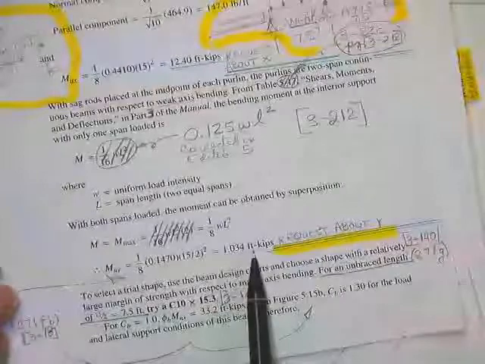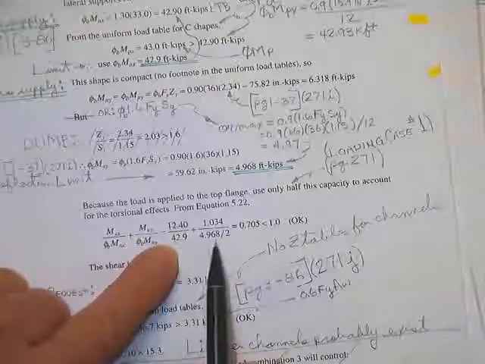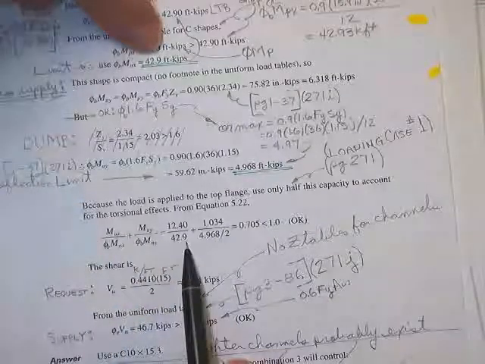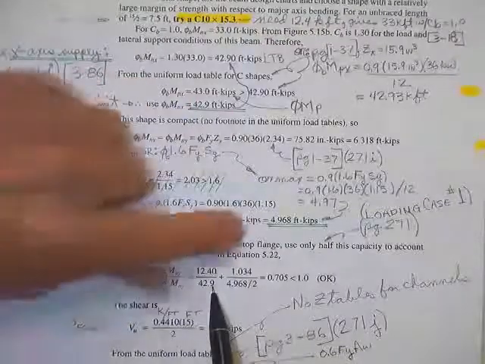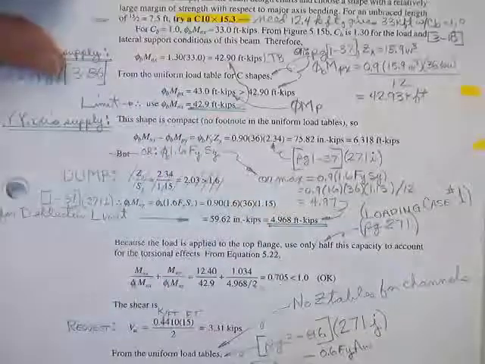Now what we got to do is figure out what is requested. Did we already figure out some of the request? Yeah, we already have the request. Those are what we came in the door with. We had a request x-axis 12.4, and we had a request y-axis of 1.034. So now we're ready to drop them into the interaction equation. There's your request, 12.4 and 1.034. Here are your supplies. Your strong axis supply was the 42.9. The x-axis supply turned out to be 42.9. The y-axis supply was 4.698. Things okay.